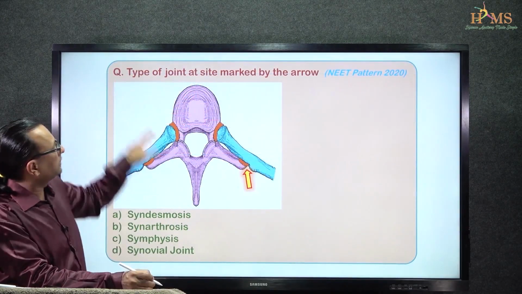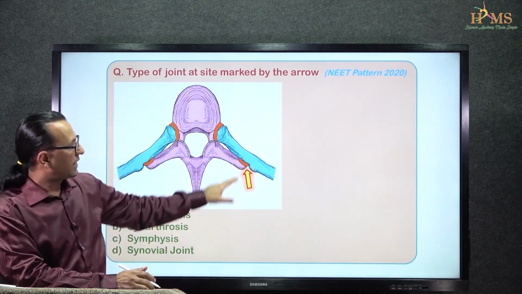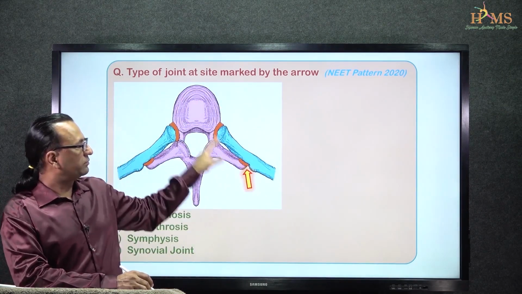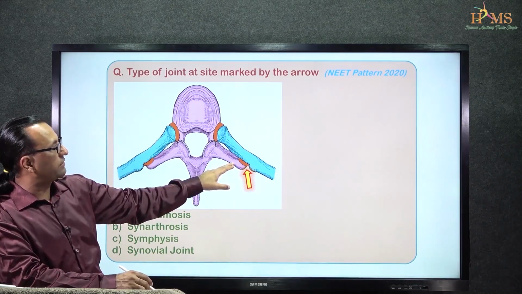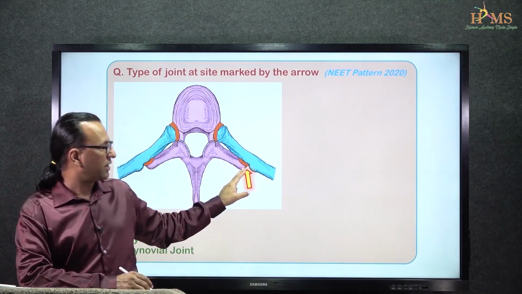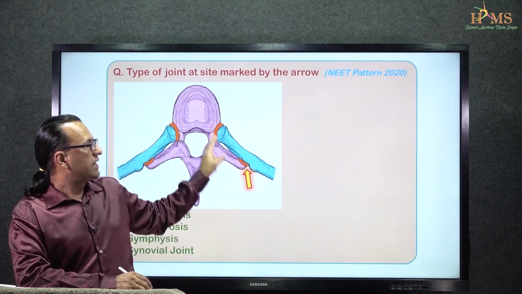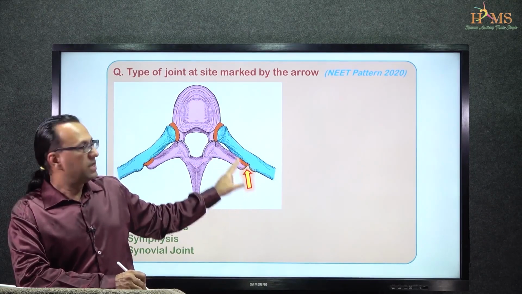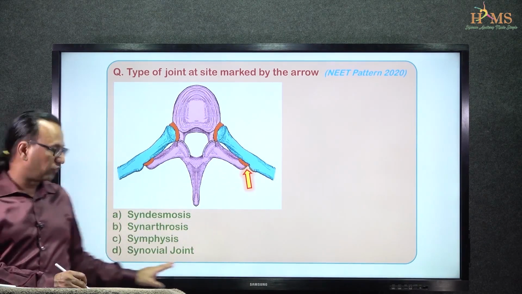Now, presently, this question is asking us about a type of joint marked at the arrow, and it is basically the ribs attaching to the thoracic vertebra at 2 points, one is the transverse process and the other is the body of the vertebra itself. Both of them will be synovial joints, plain synovial joints. So your answer will be a synovial joint.